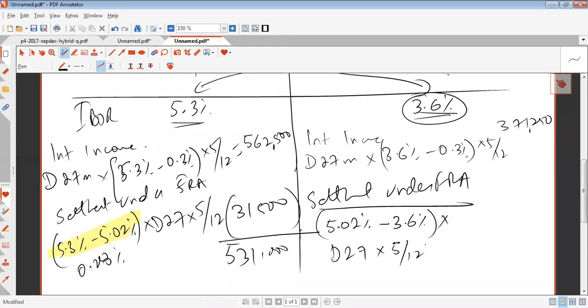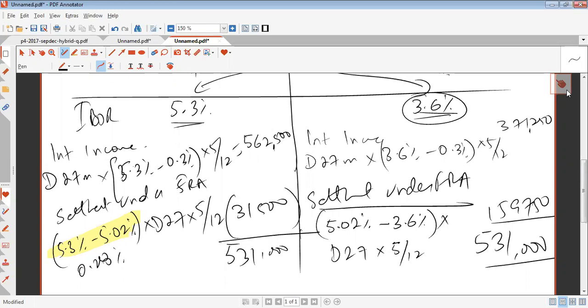So this is actually going to be 383. In fact, let me recalculate. Okay, it's going to be 159,750 that you would receive under the settlement. Resultingly, you would stand at 531,000.